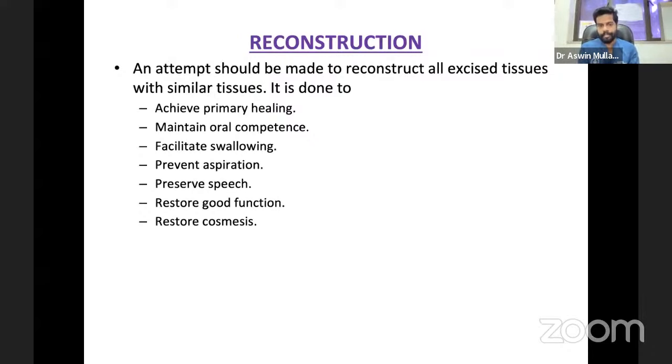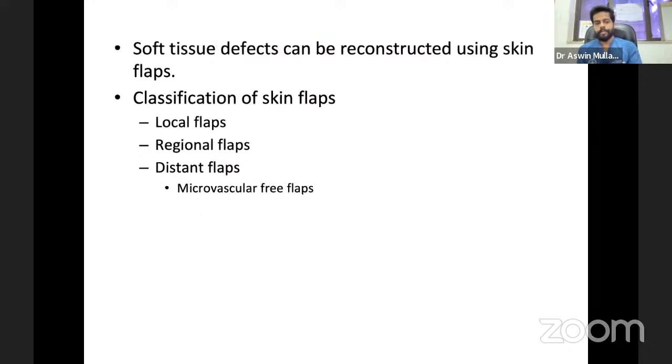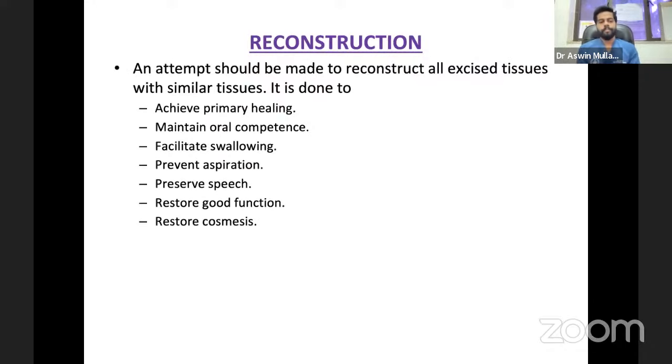We have to reconstruct. If you are taking soft tissue, you have to replace it with soft tissue. If you're taking out bone, you have to replace it with bone. In a similar way, the reconstruction should be established. Our basic aim is to achieve primary healing, maintain oral competence, and facilitate swallowing. That means more functional and less cosmesis.